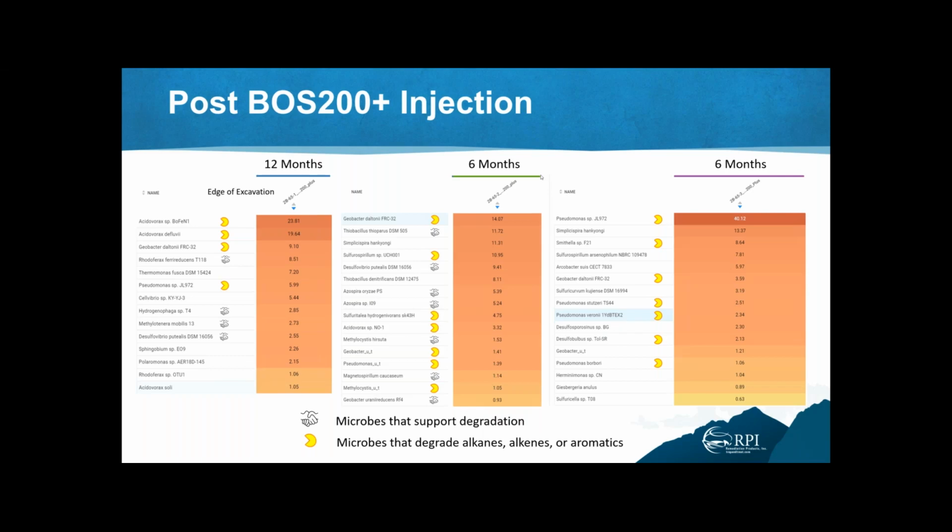Instead of half a dozen microbes making up 100% of the population, I had to stop at 1% in the presentation here because there's a whole bunch of microbes below that. So immediately, this is a richer population. There are a lot more. I have placed a little Pac-Man to indicate microbes that degrade hydrocarbons, be they alkanes, alkenes, or aromatics, and shaking hands to indicate microbes that support degradation in some manner.